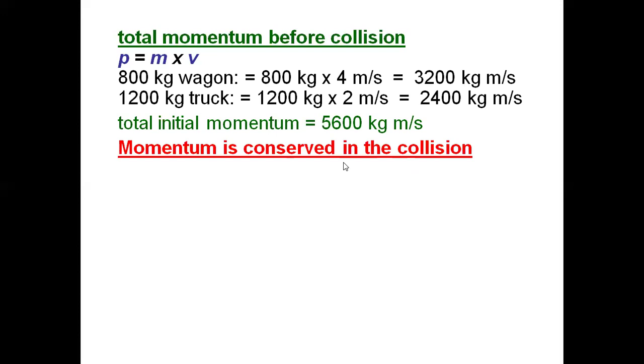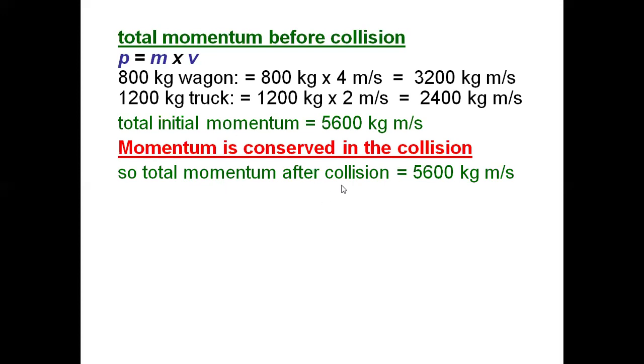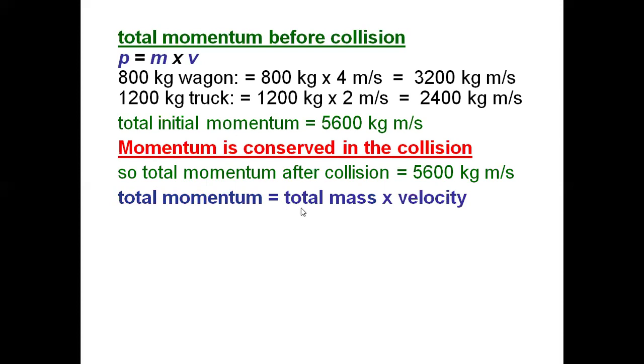So it means total momentum after collision will also be 5600 kg meter per second. So total momentum after collision is also this. So total momentum is equal to total mass times velocity. Their masses will now be added because they move again like a single body. So the total mass will be 1200 plus 800, which means 2000 kg, and the common velocity is to be found out.